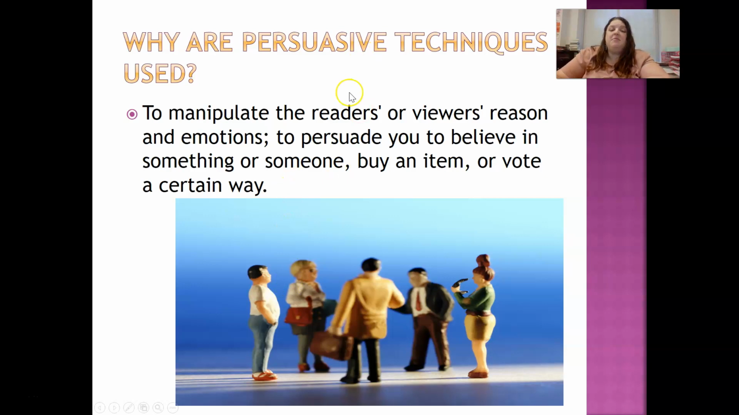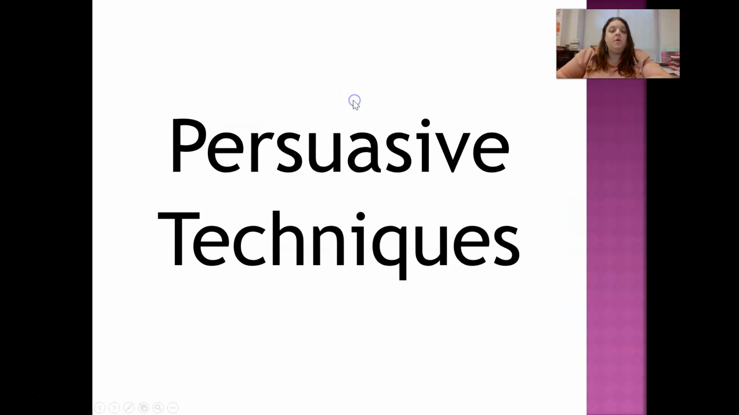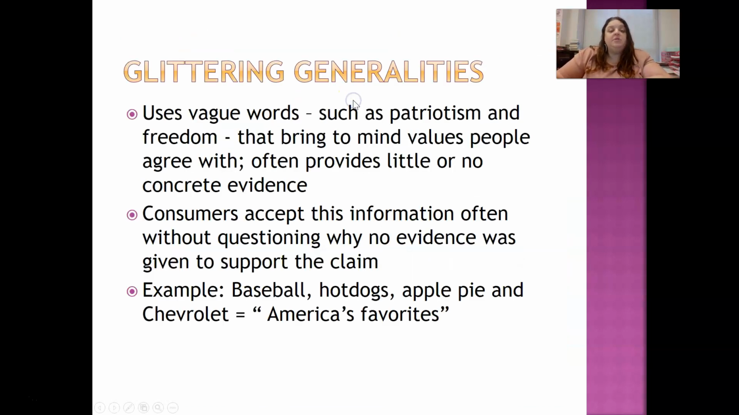Okay, so here are some of them. And you can use multiple techniques. You don't have to just use one. You can use multiple at the same time. Like you can use ethos and logos together, those persuasive appeals. Or you can use these persuasive techniques and your persuasive appeals together to make a stronger argument. All right, so the first one is going to be glittering generalities.